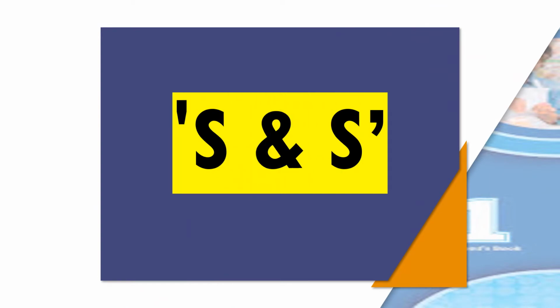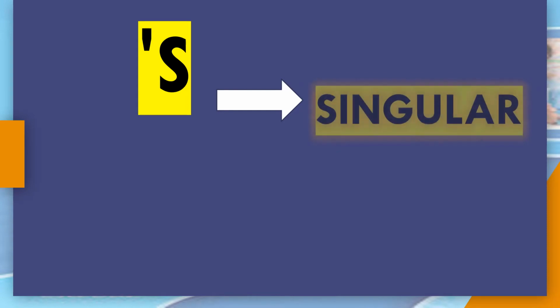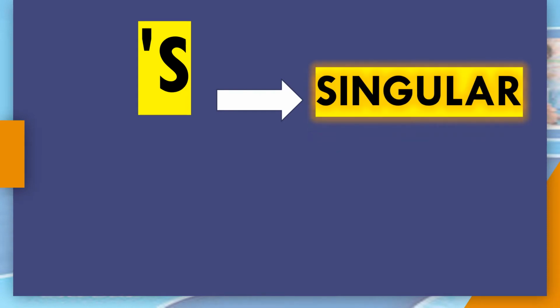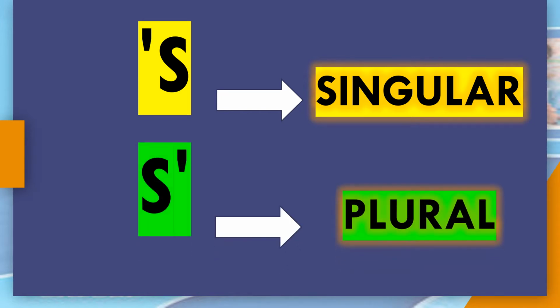Okay, for the first one, let's learn about apostrophe S and S apostrophe. What is apostrophe S? What is S apostrophe? Apostrophe S refers to singular. We use it with a singular subject, and the S apostrophe we use with a plural subject. So what is a singular subject and a plural subject?